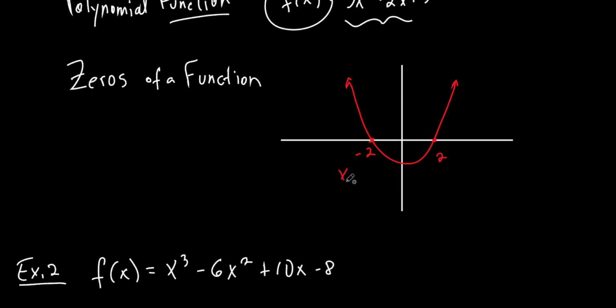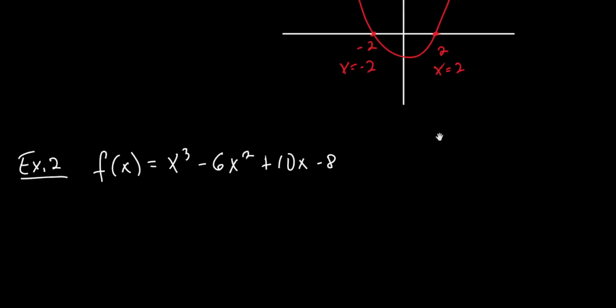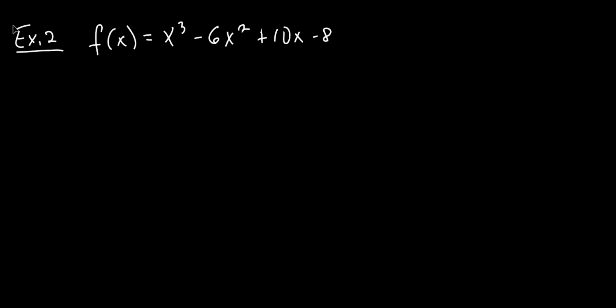All right, so where does it cross? You'd say x equals -2, and you'd also say what? Yeah, and x equals 2. All right, so those would be the zeros of the function. So if you wanted to find out where it crosses, that's where it would cross right there. Okay? So with that in mind, let's do this.